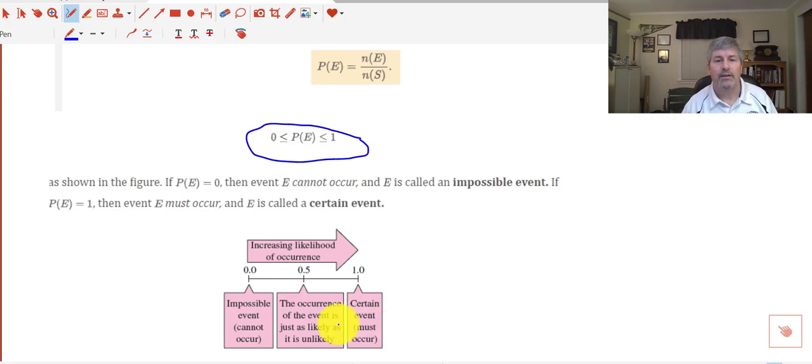If the probability is exactly 0.5, there's an equal, or just as likely and unlikely, possibility that that event occurs. Sometimes you hear that referred to as 50-50.